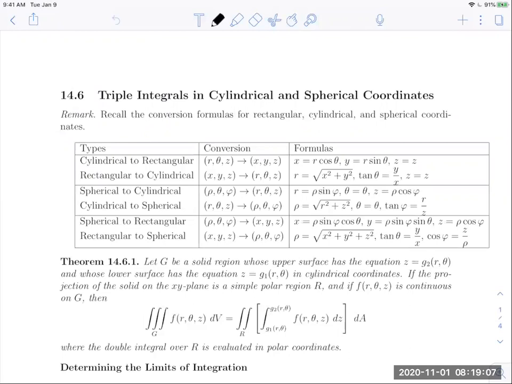So first, I just want to direct your attention to the table at the top of page 1 of the notes, which provides you with all of the conversions and formulas necessary to cross back and forth between rectangular, cylindrical, and spherical coordinates. As always, this table will be provided on quizzes and exams as needed, or if not the entire table, then perhaps specific formulas that are needed.